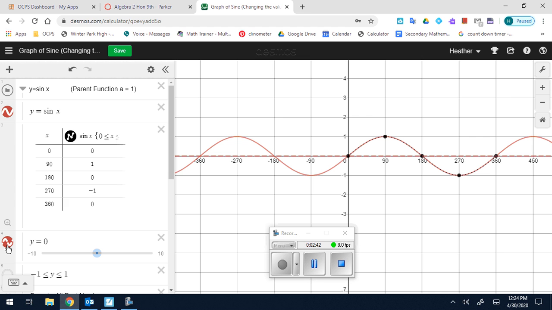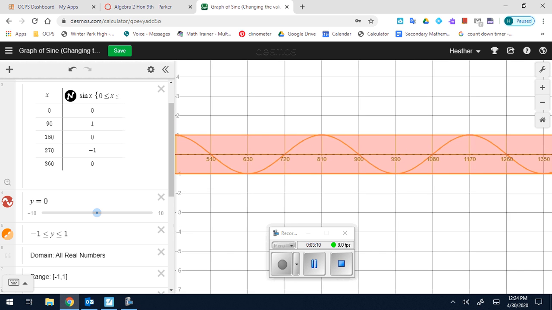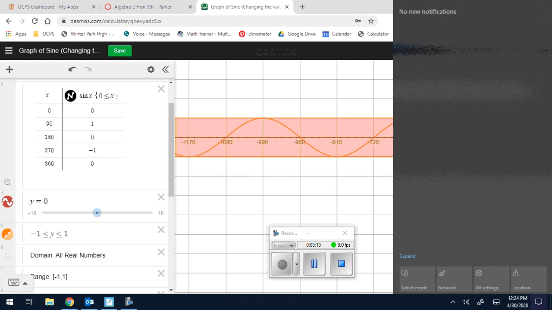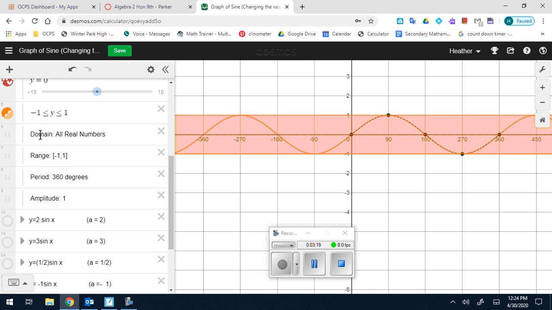Now our midline going through the center is at y equals 0. Remember, the midline is halfway between your max and your min. So my max is 1, my min is -1, halfway between is 0. Which means that my range goes between -1 and 1. This shading is just my way of showing you these are the values that I have for my range. All of my graph, even going all the way left, all the way right, falls between -1 and 1.